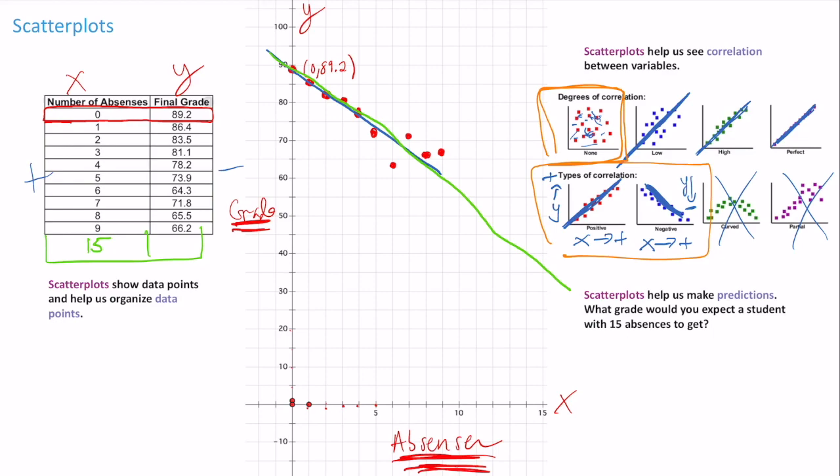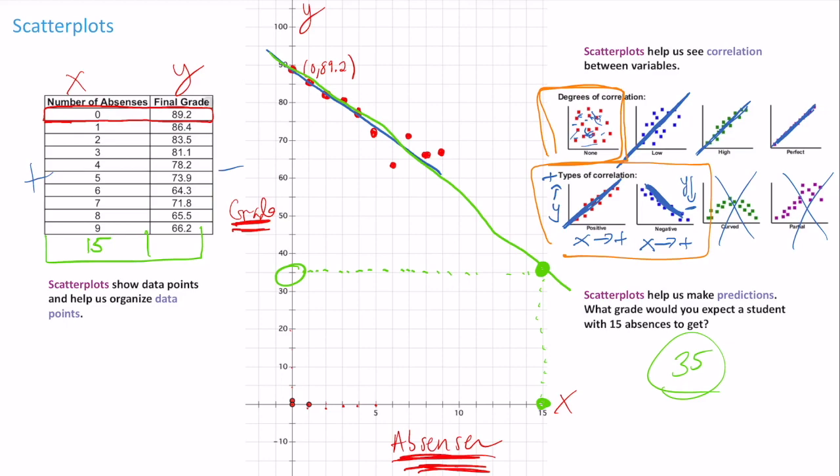And now I'm going to go over to X is 15 because they're asking me 15 absences. I'm just going to go up, find my line, and it's right about here. Again, that's not perfect, but I could kind of use that as an estimate. And then, so what grade does that match up with? I'm just going to go over to the Y-axis from my point, and right there, that's a 35. So probably about a 35. So you don't want to get 15 absences is the takeaway there.